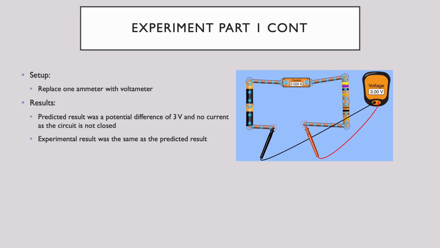The next setup for part 1 was placing one ammeter with one voltmeter. The predicted result was a potential difference of 3 volts and no current, as the circuit is not closed. The experimental result was the same as the predicted result, and you can see that in the diagram to the right.